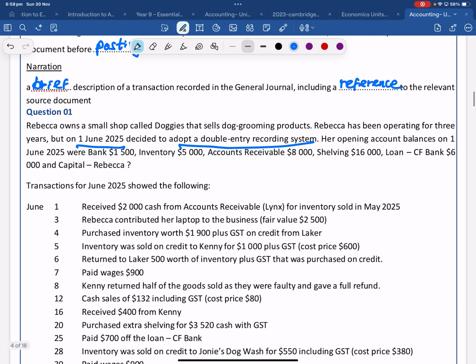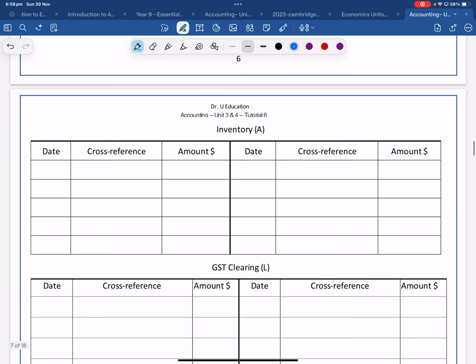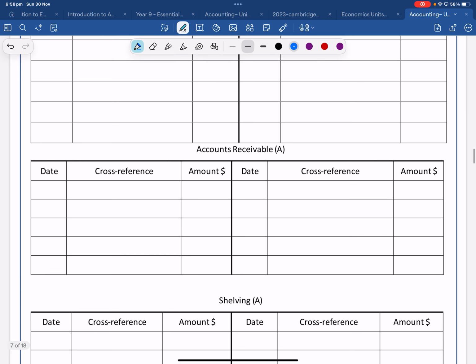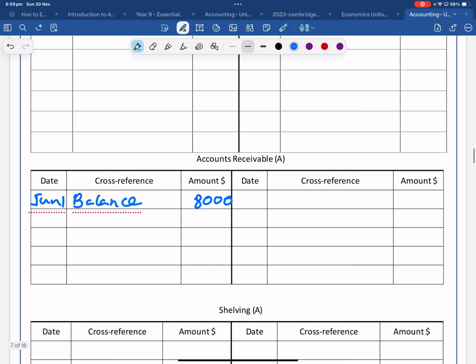1500. Then next one, inventory 5000. Then accounts receivable, how much? 8,000. All of them are debit, yes? Why? Because they are assets. We treat them as if those items are increasing. Clear?